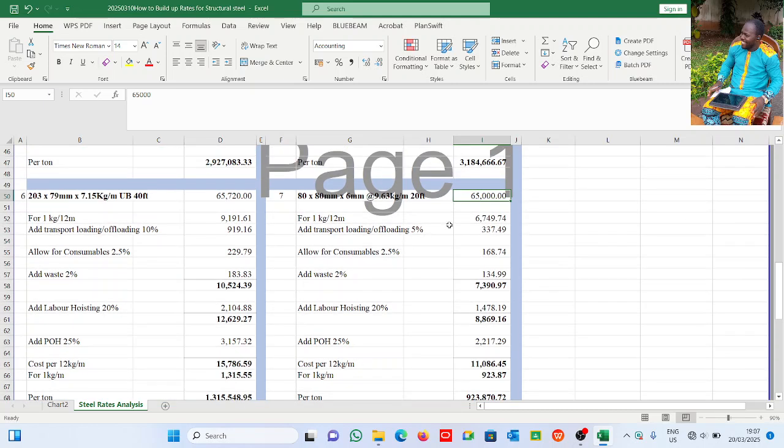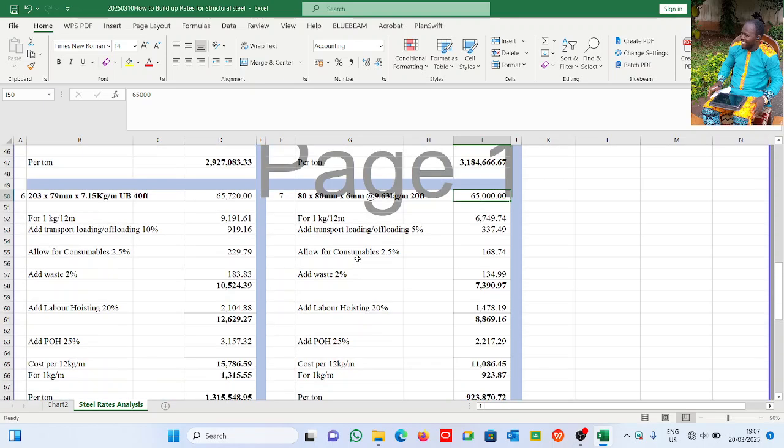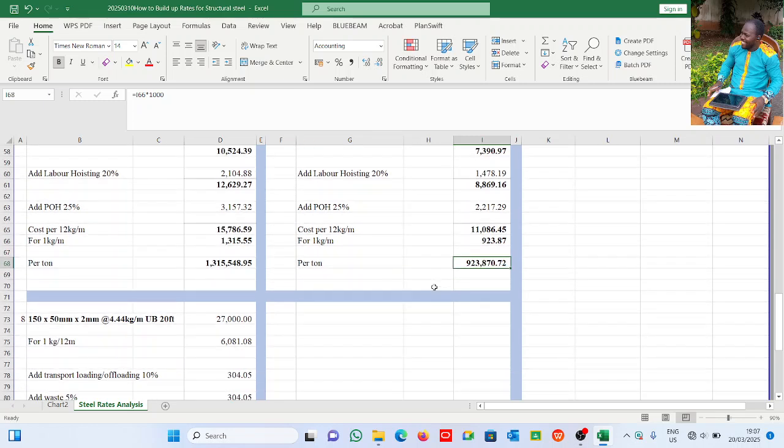Okay, now what we have here is this. The same method, the same process. I did the same thing. The only difference is that they have different weights, and they have different prices per meter. Now this is what you have for angle iron. All right, at 23,870 naira 72 per ton.